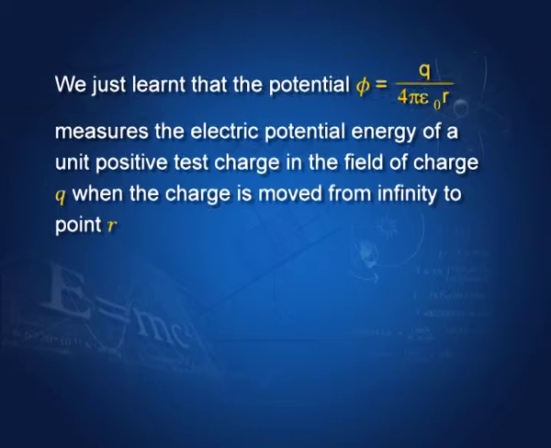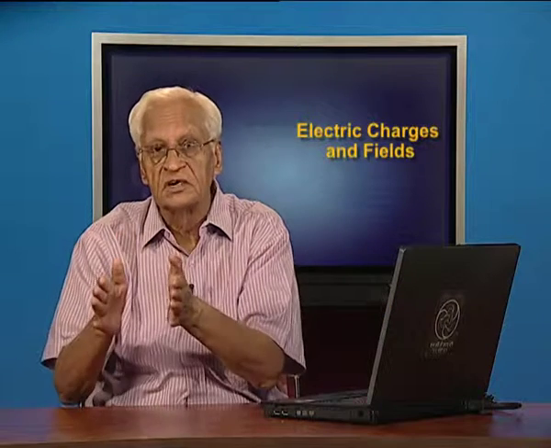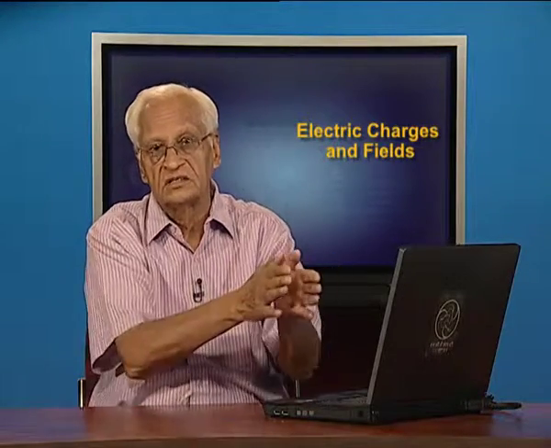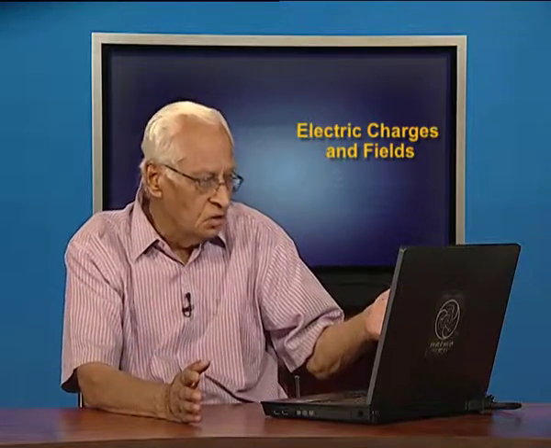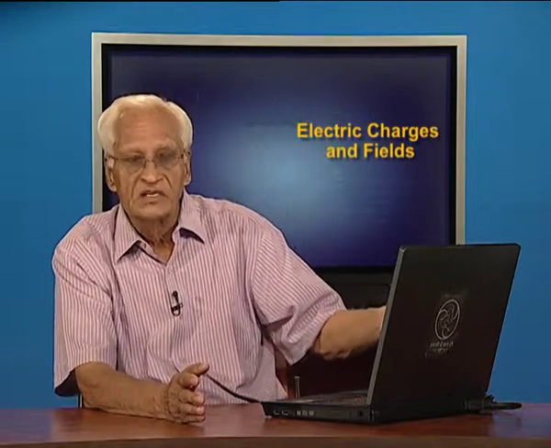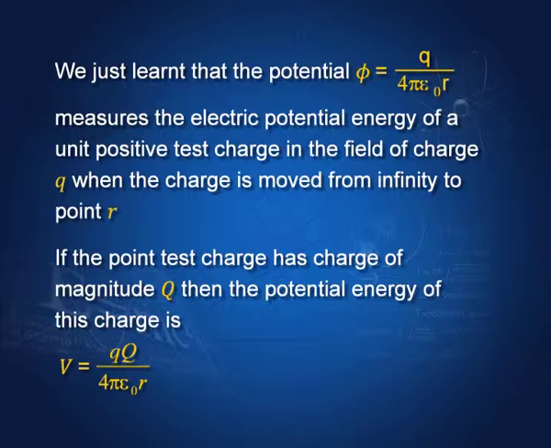We just learnt that the potential phi is equal to q by 4 pi epsilon 0 r, and this measures the electric potential energy of a unit positive charge, because there is work done on a unit positive charge. If the charge that is moved is capital Q, then the potential energy is q times capital Q by 4 pi epsilon 0 r.